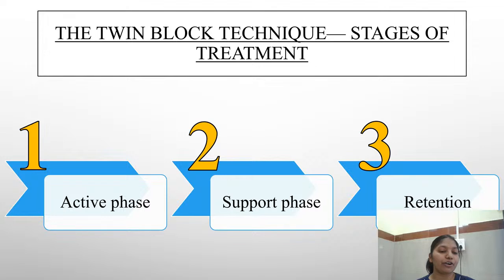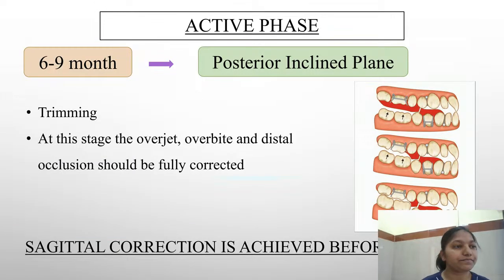The stages of the twin block treatment: there are three stages. One is the active phase, the support phase, and the retention phase. The duration of the active phase is 6 to 9 months, and in the active phase the posterior inclined planes are given, and trimming is mostly carried out. Sagittal correction is achieved before the vertical, and at the end of the active phase, the overjet, overbite, and the distal occlusion should be fully corrected.